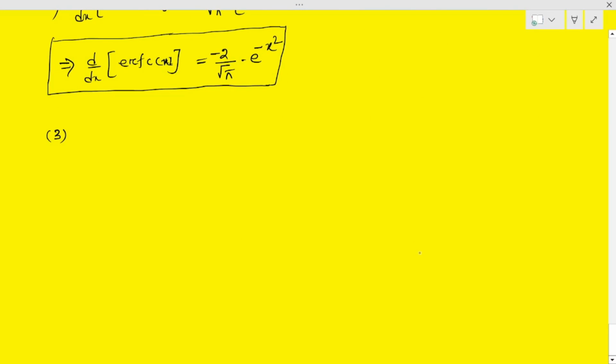Now we are going to evaluate some questions based upon this derivative of the error function. First we have to evaluate, procedure is same, evaluate d by dx of error function of ax. Procedure is same. Here solution starts.